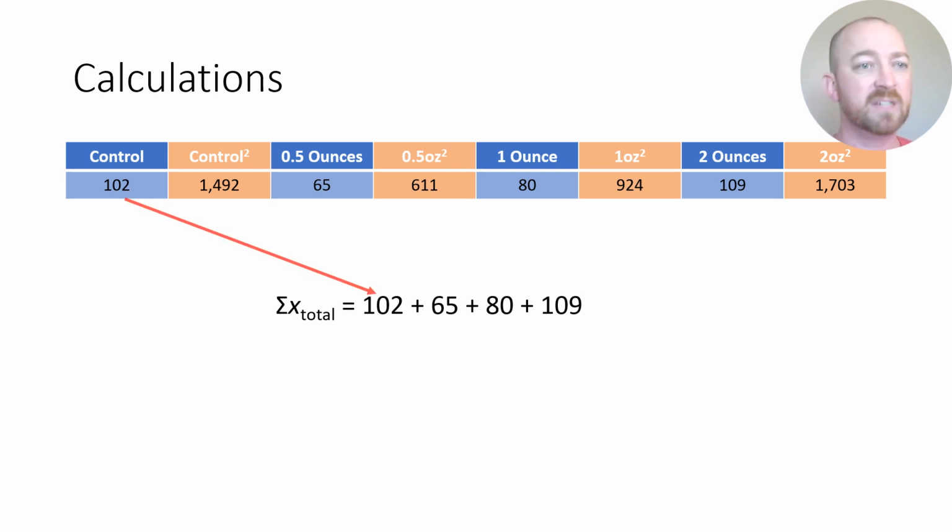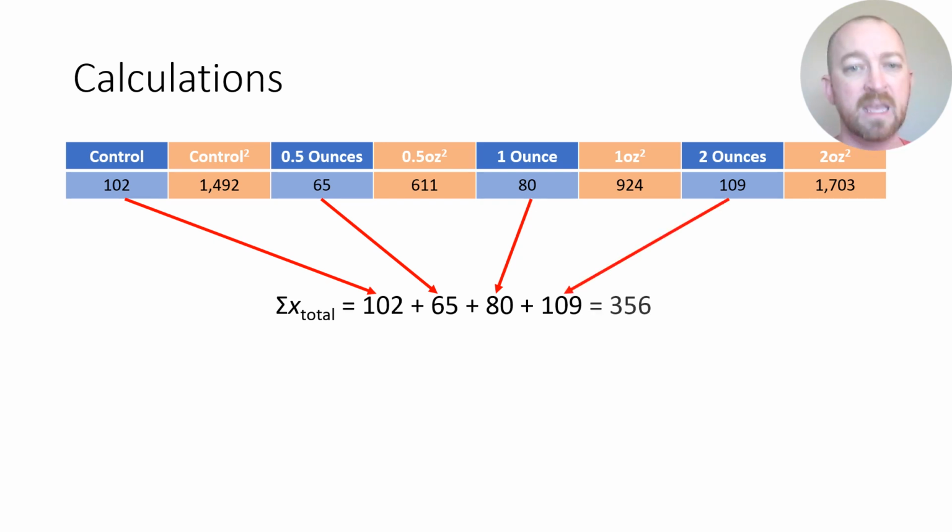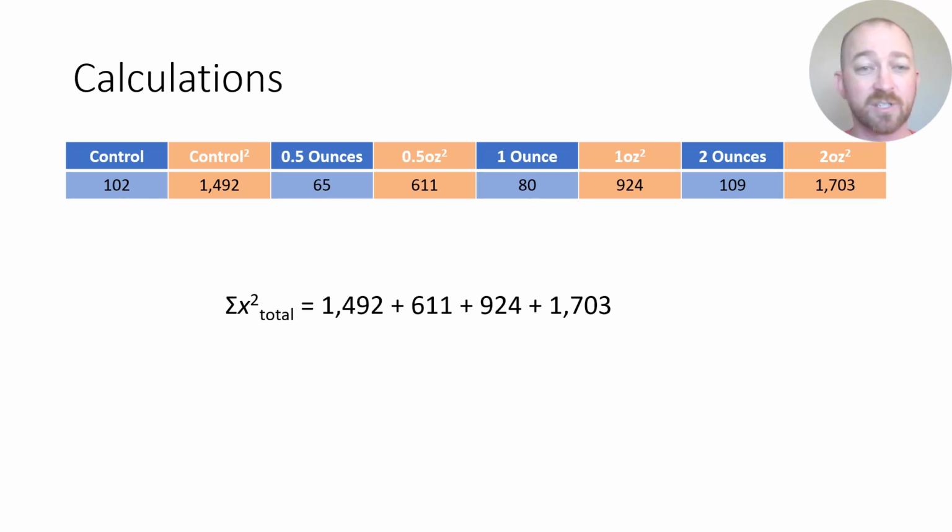So of course, to do that, I simply take the total from the control group, which is 102, the total from the 0.5 ounce group, which was 65, the total from the 1 ounce group, which was 80, and the total from the 2 ounce group, which was 109. If I add all of those up, of course, I reach 356. So my total sum of all of the days that it took to arrive at 6 inches for all plants was 356 days. That's interesting because that's a whole year, but it doesn't matter. That's just a coincidence.